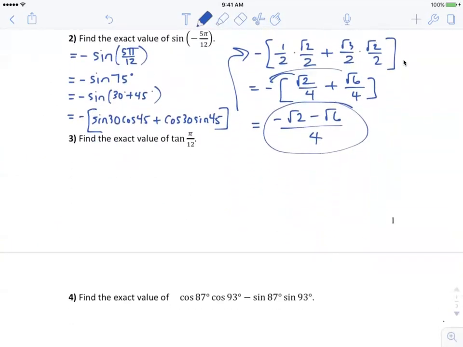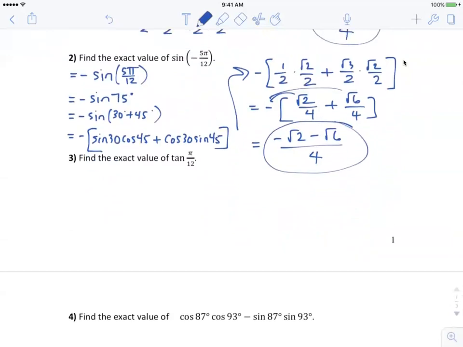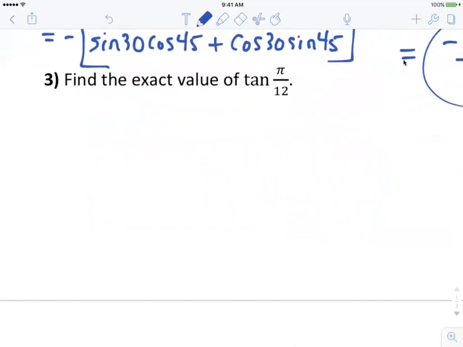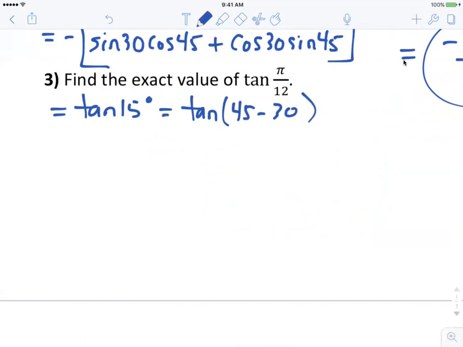Find the exact value of tangent pi over 12. Okay, again, don't really like using radians. So pi over 12 multiplied by 180 over pi, 15. Okay, so this is the same as tangent 15 degrees, which breaks up into 45 minus 30. That's a nice one.